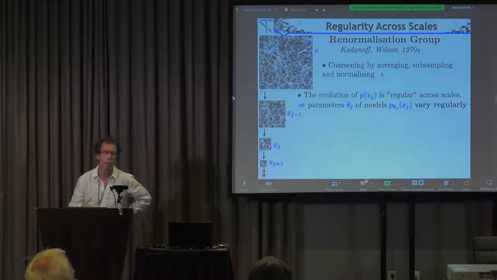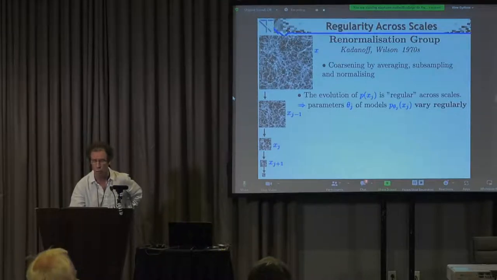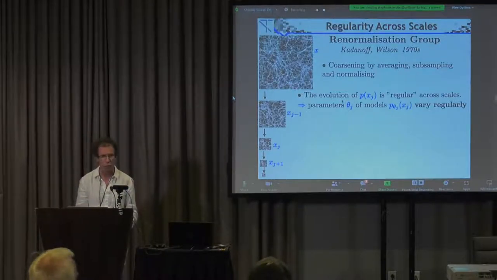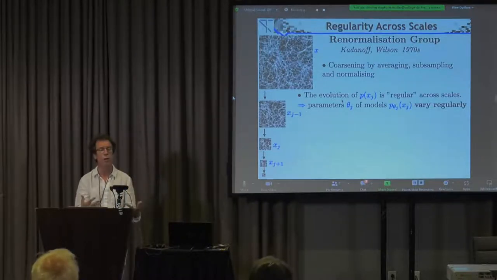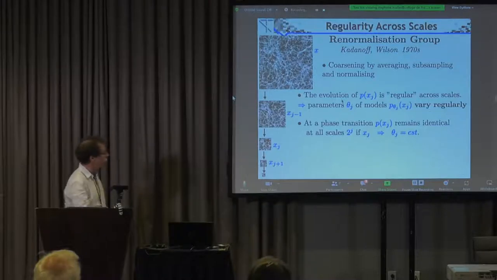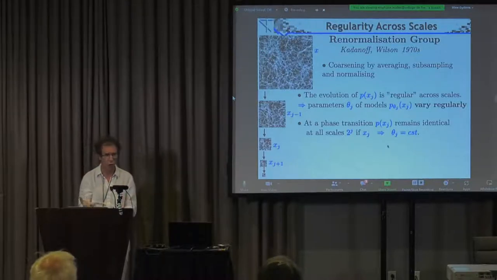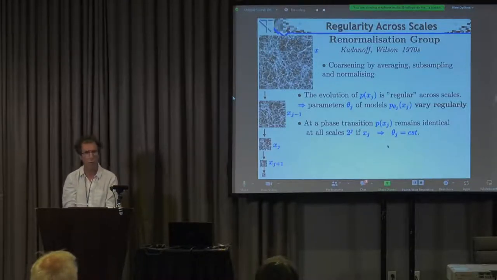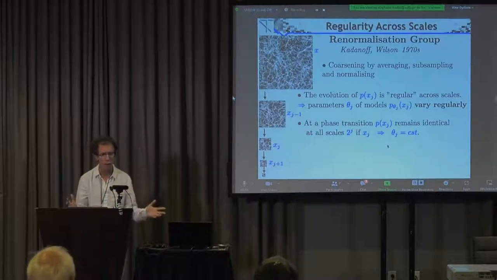This idea has been present in many of the talks that we've seen. Now, the observation that is behind the renormalization group is that if you look at the probability distribution of your field at different scales, and if you parametrize this probability distribution by some set of parameters, the evolution of this probability distribution is very regular if you renormalize the field. In particular, if you had phase transitions, then the probability distribution will remain identical, so you are going to have a fixed point. But most problems are not at phase transition, so you have these very strong regularity properties that go across scales.